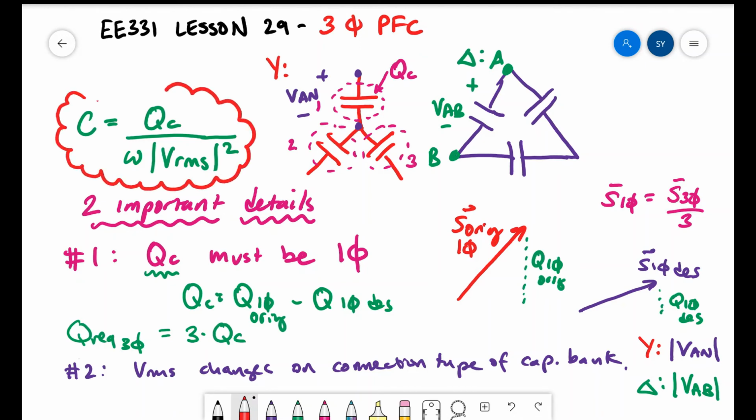It's the same equation, and you use QC as the required reactive power to power factor correct the system at a single phase. You also remember to change VRMS based on connection type. If it's Y, it's going to be VAN. If it's delta, it's going to be VAB.